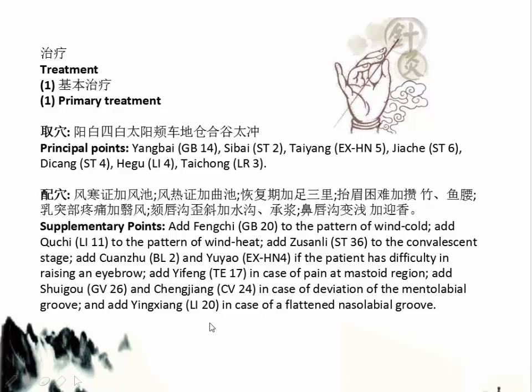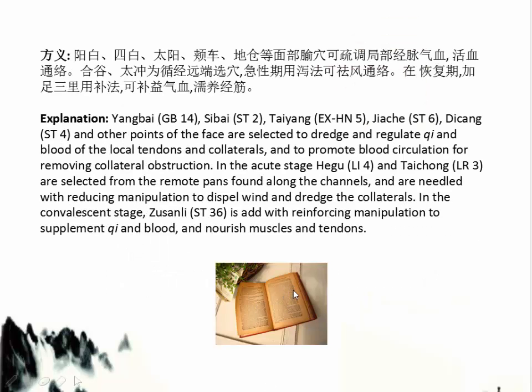And then this group is basically local points. So if you're given a case of Bell's palsy and it's specified that they had a problem in the mouth region, add some local points to your overall treatment. Choose the points you're going to use locally based on how the symptom is manifesting. Simple. All right.